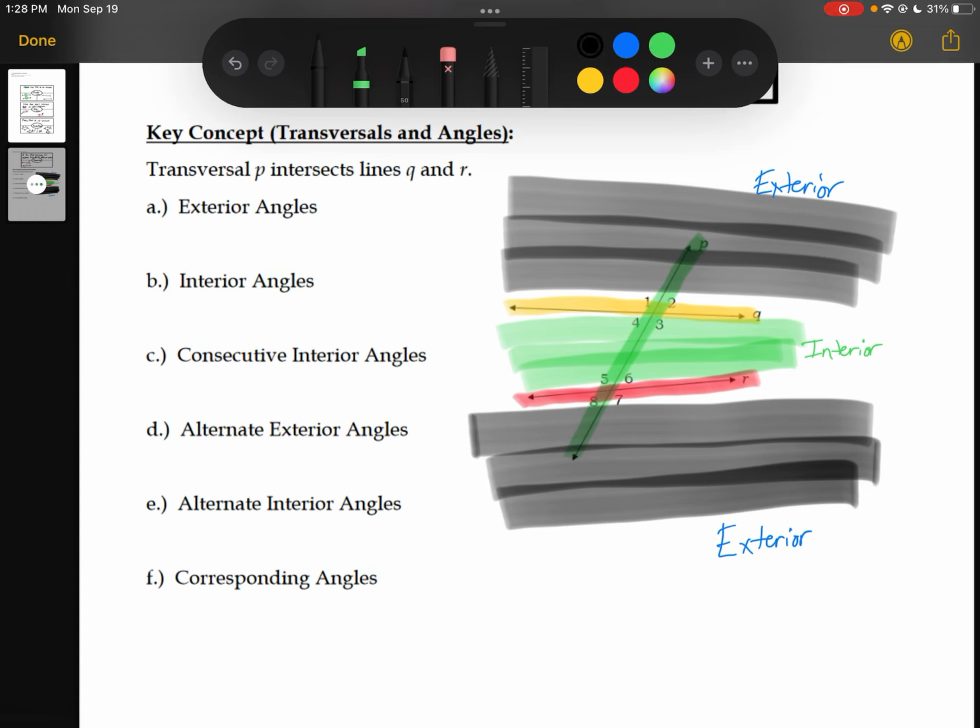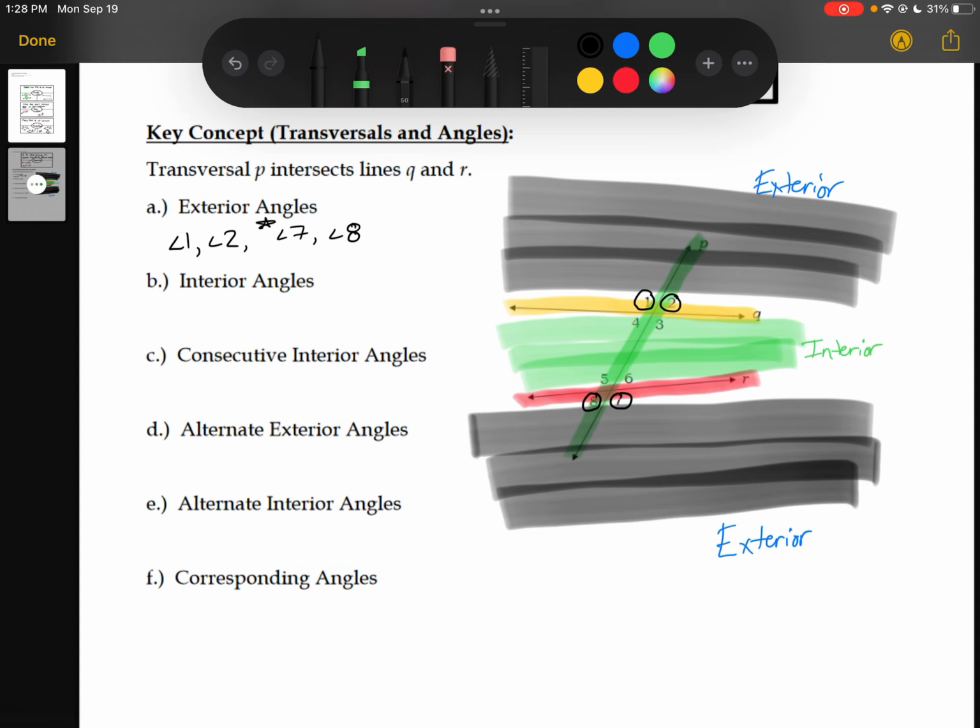So if we're looking for exterior angles, just in general exterior angles, it'd be any angle, and we'll circle them in black, that is on the outside. So angle 1 is an exterior angle, angle 2 is an exterior angle, and I'll have you just pause for a moment here and tell me what are the other 2? What are the other 2 angles that are on the outside? So they are angle 7, and they're also angle 8.